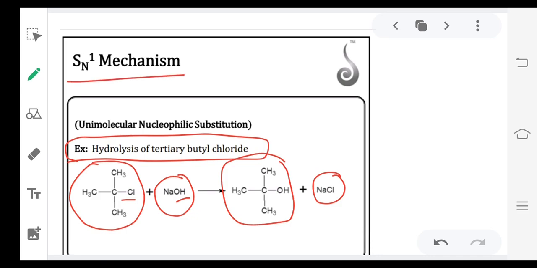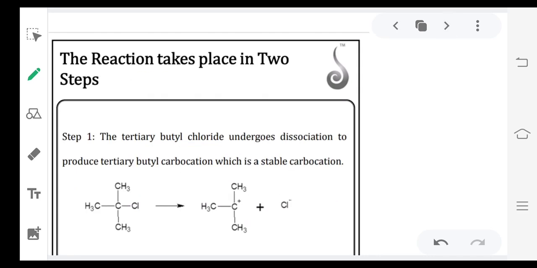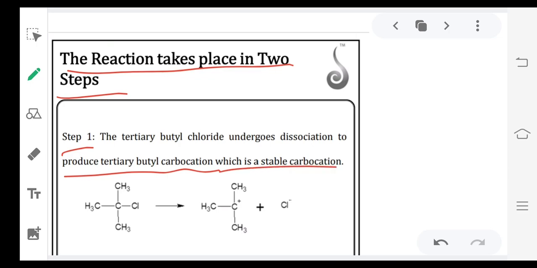Generally, the SN1 mechanism involves two steps. So the reaction takes place in two steps. Step 1, the tertiary butyl chloride undergoes dissociation to produce the tertiary butyl carbocation, which is a stable carbocation. So this is the first step. In this step, the chlorine is eliminated as Cl minus and we get the carbocation. This is the carbocation intermediate. Very important, carbocation intermediate.